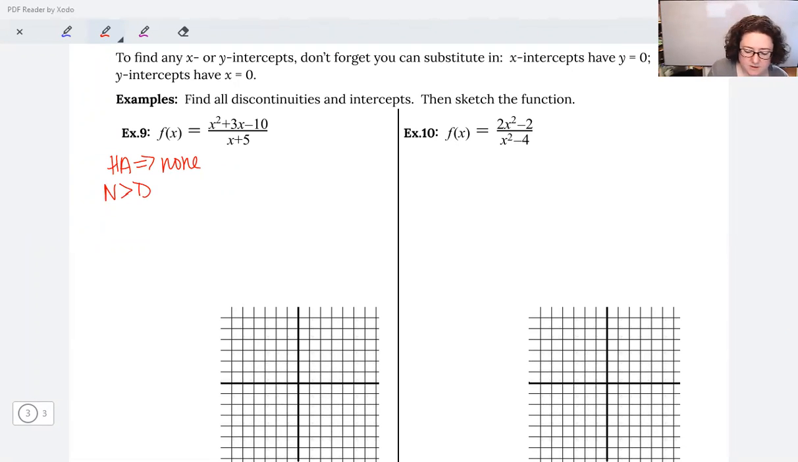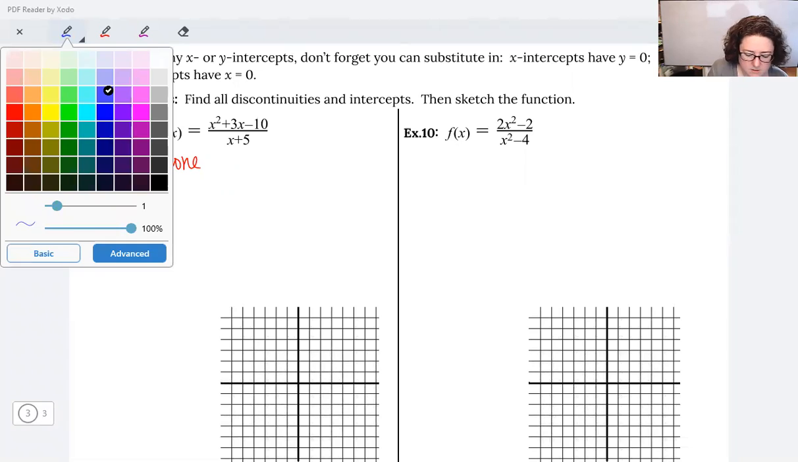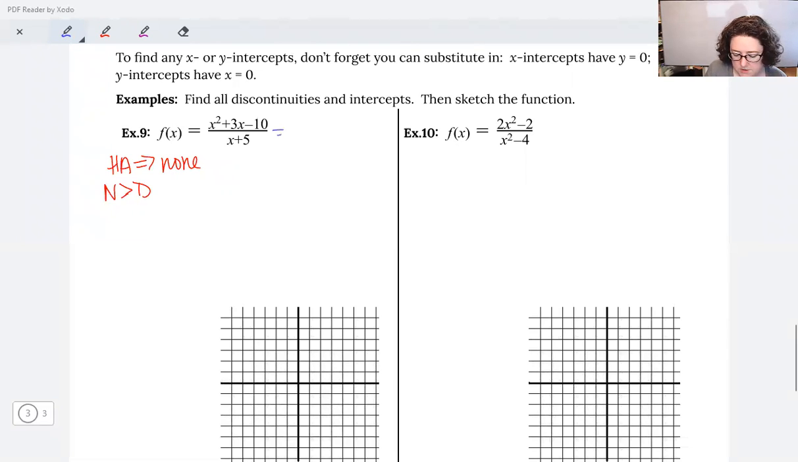Alrighty, now let's factor. So the numerator factors to (x plus 5)(x minus 2). The denominator is still x plus 5. So we have a repeated factor. So we will have a hole.